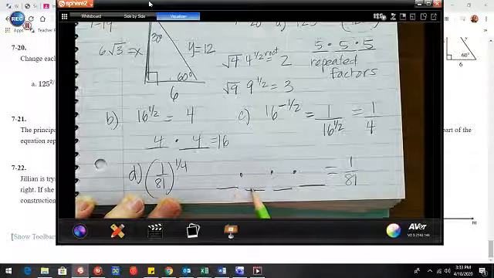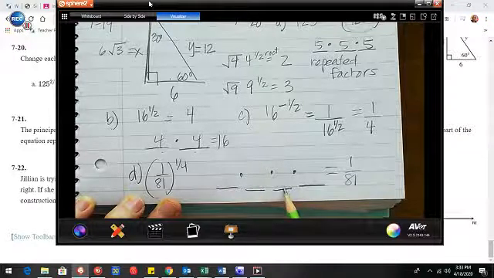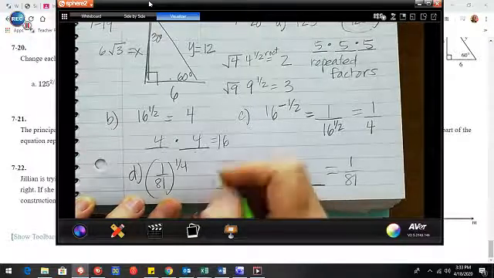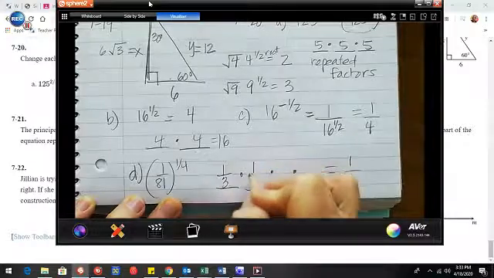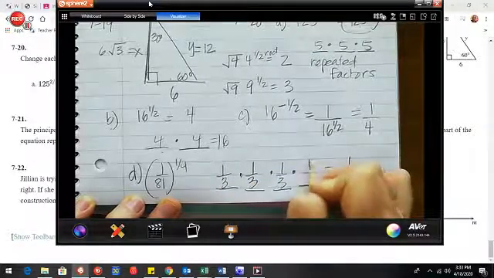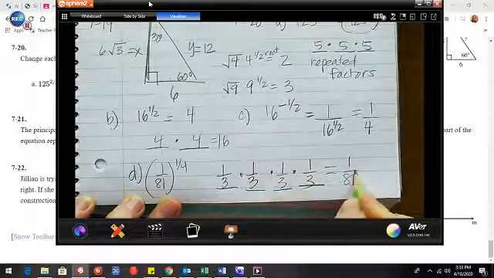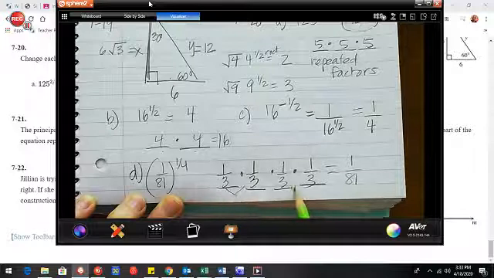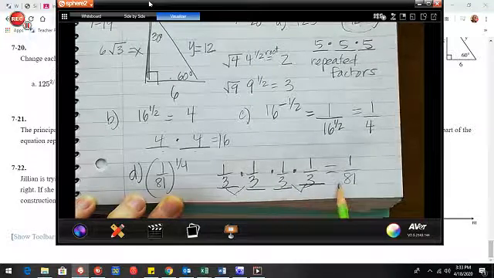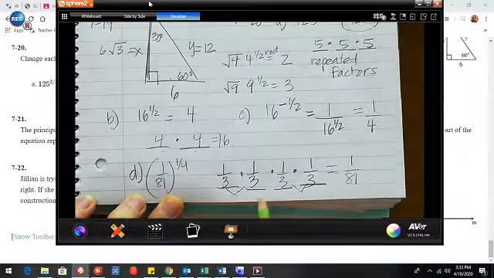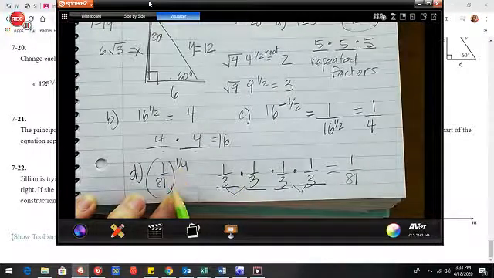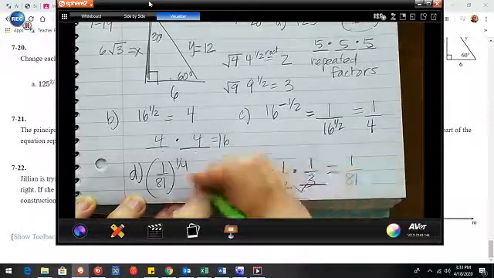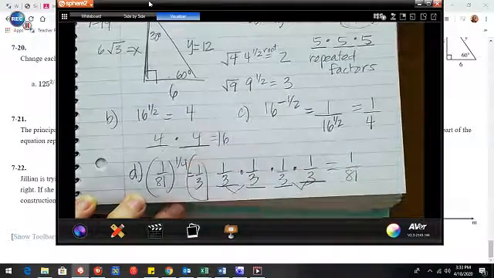3 times 3 is 9. 9 times 3 would be 27. 27 times 3 is 81. So I'm saying 3, but really it's 1/3, because 1 times 1 times 1 times 1 is just 1. Or you can think of it this way, 3 times 3 is 9. So this is 9, this is 9. 9 times 9 is 81. So the fourth root, 1 over 81 to the 1/4 power, is 1/3. My answer here is 1/3.